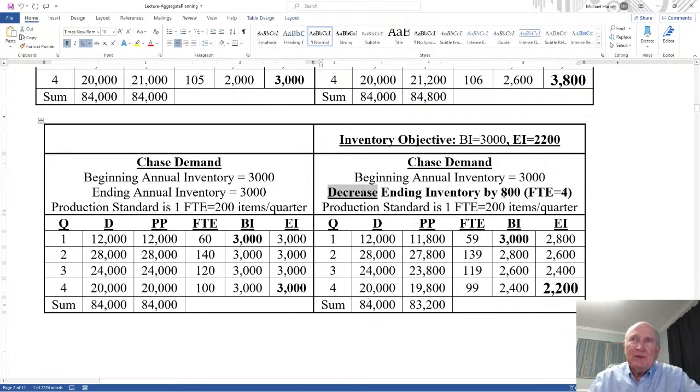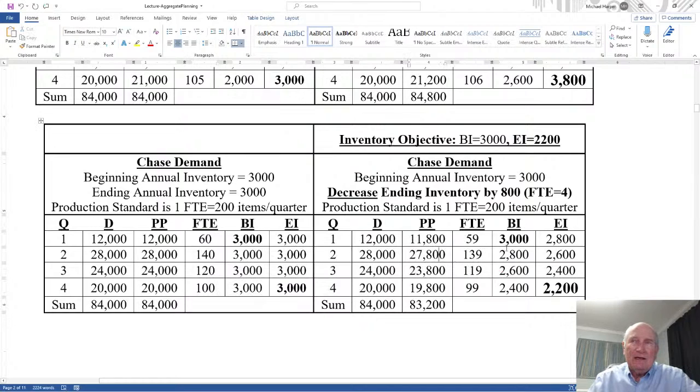Decrease by 100. So now, I think the easiest way is to take this 800 divided by 4 and subtract 200 from every quarter. So instead of 12,000, it's 11,800. Instead of 28,000, it's 27,800. Instead of 24,000, 23,800, and 19,800. That's probably the easiest way, or just as easy is I'll take the 4 quarterly FTEs. I'm decreasing it now, so I'm spreading it and subtracting 1 FTE every quarter. So 60 goes to 59, 140 goes to 139, and 100 goes to 99, etc.